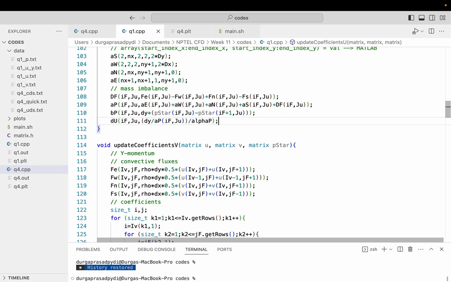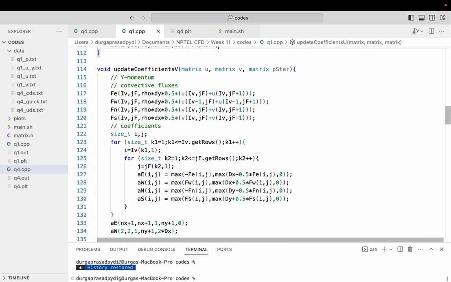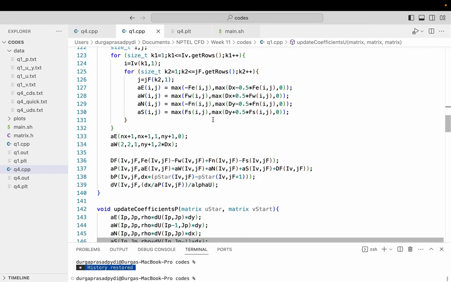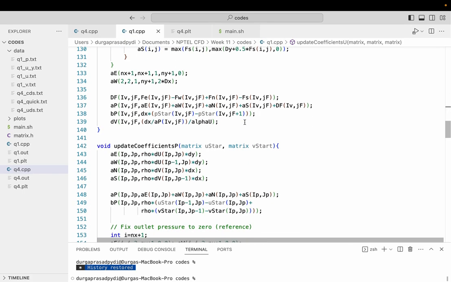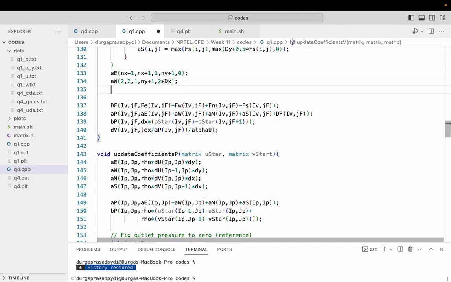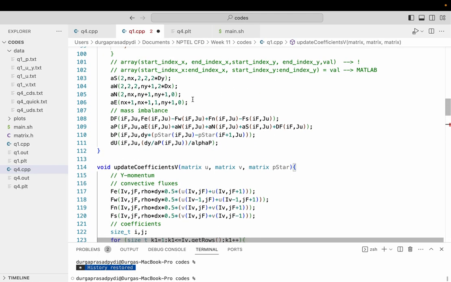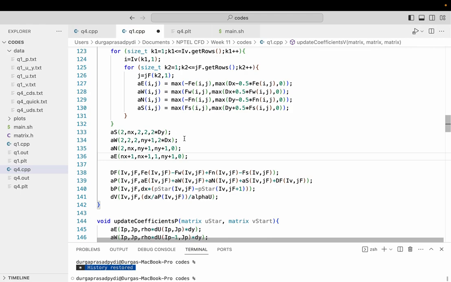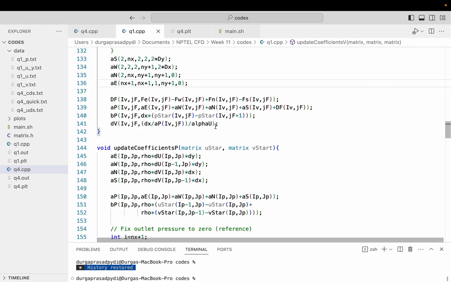Now it's very similar for the v velocity. The only difference will be here, instead of u, you will be dealing with v. But more or less it will be similar. So boundary conditions, as you are aware, east is high Peclet number, so it's similar to Neumann condition. West is again 0 component, and then north and south will be similar to your u component. This is your mass imbalance, and everything else is similar.